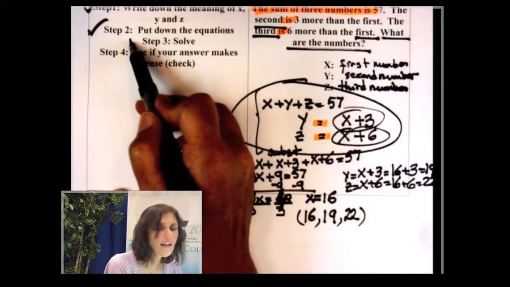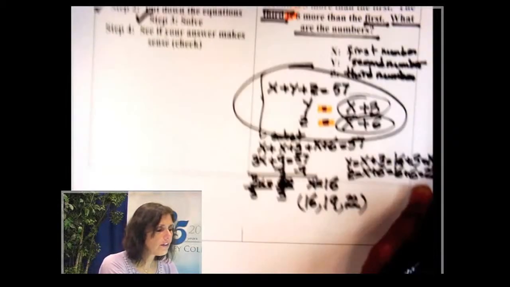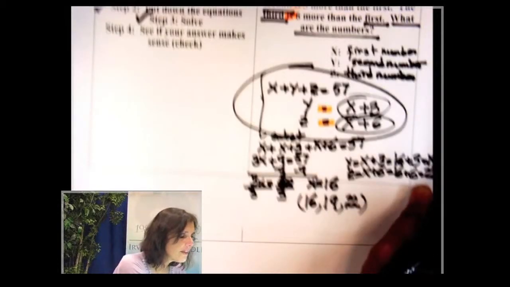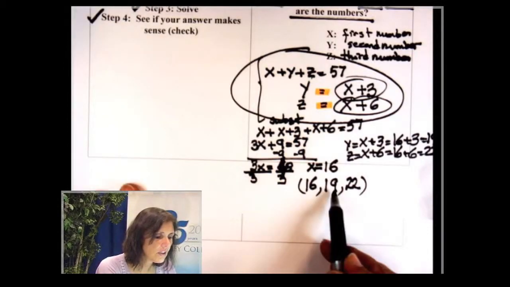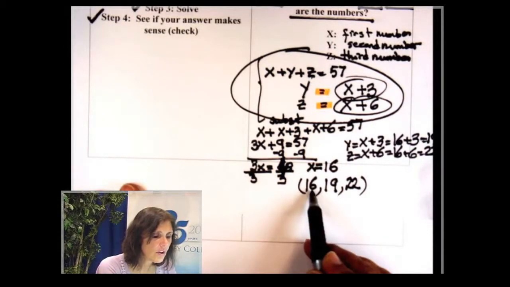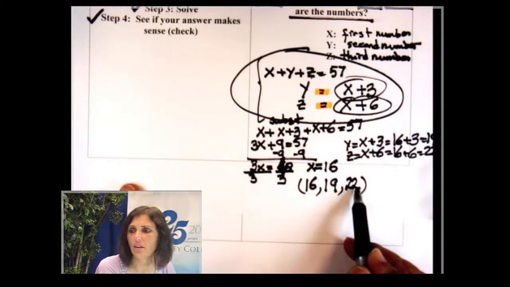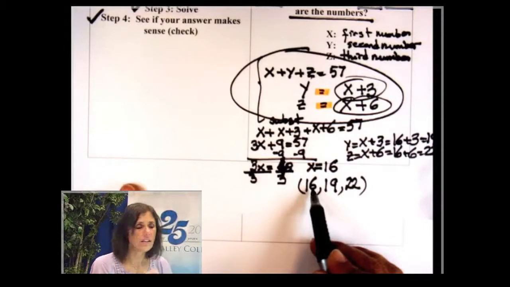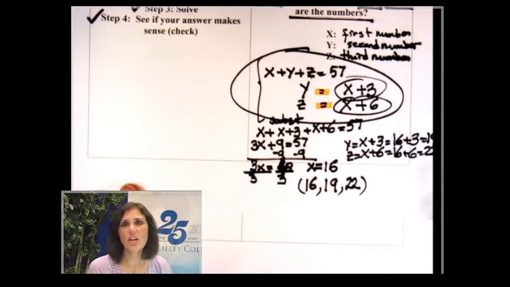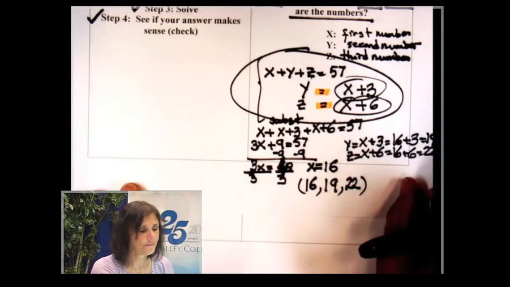Solve. I did that. Now I may want to go and double check, see if your answer makes sense. Let's look at it. Second one is 3 more than the first. Third one is 6 more than the first. That sounds good. When I add them up, does it make 57? Yes, it does. I'm done now. So I did check it. I did the reality check, and I have everything down. I'm done.